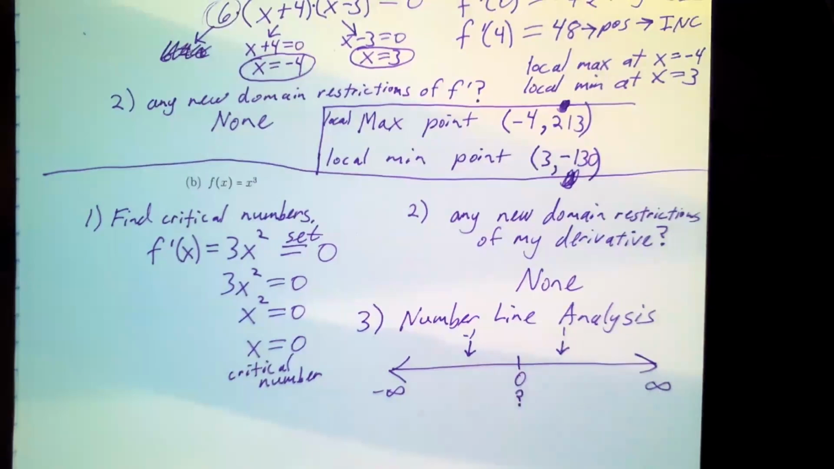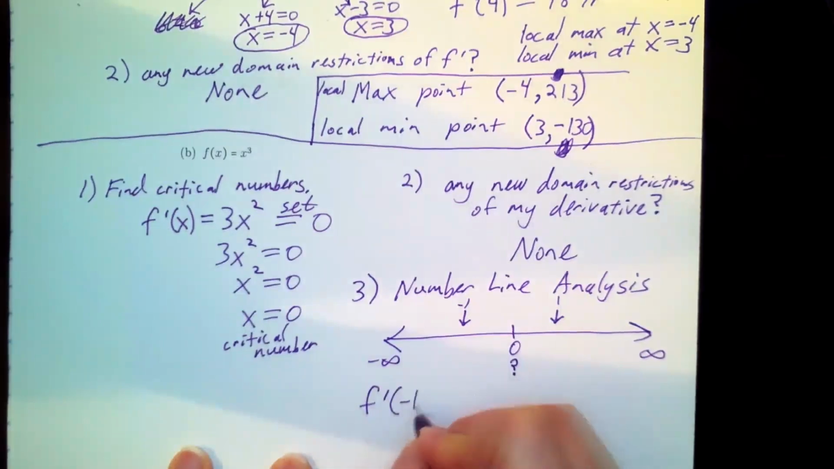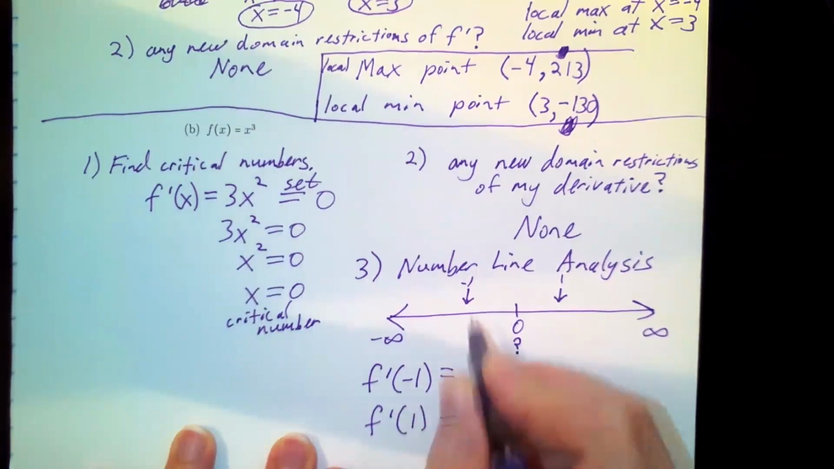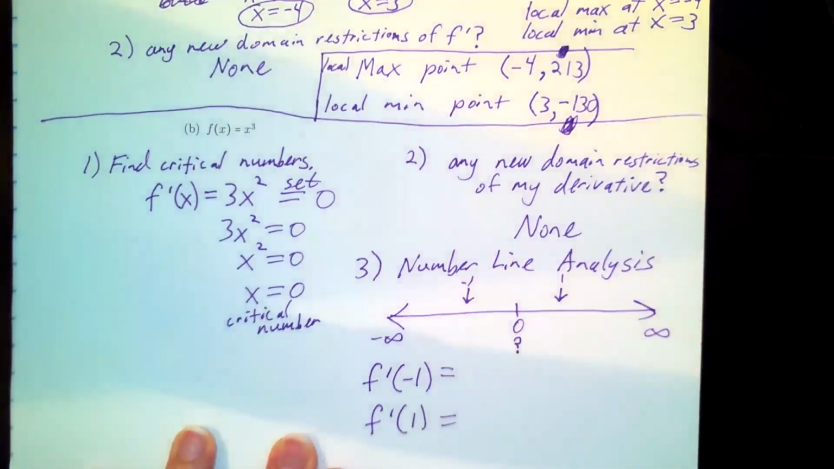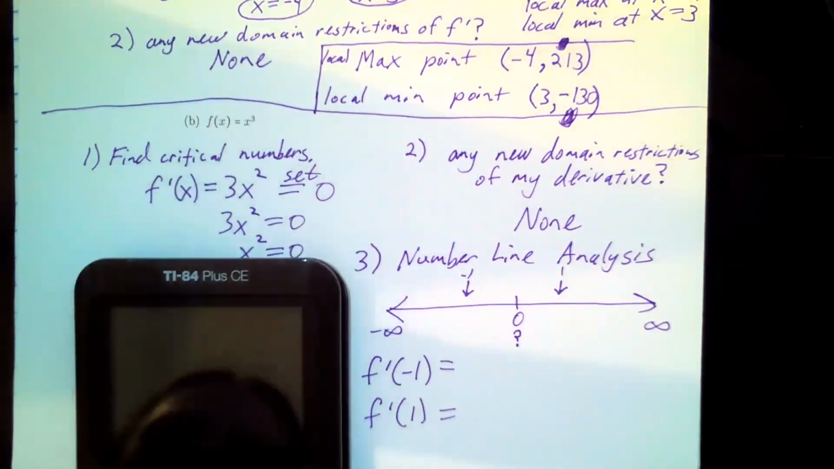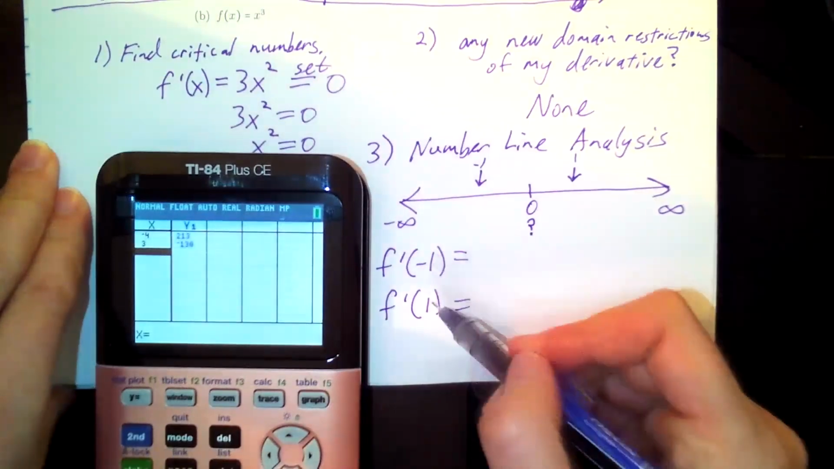And what do you do with those? You plug those into the derivative. So we want to find f prime of -1, and we want to find f prime of +1. So take those test points, plug them into the derivative, and see what you get. Now this is where I'm going to bust out my calculator and make it do it for me. I'm trying to plug -1 and 1 into the derivative function.